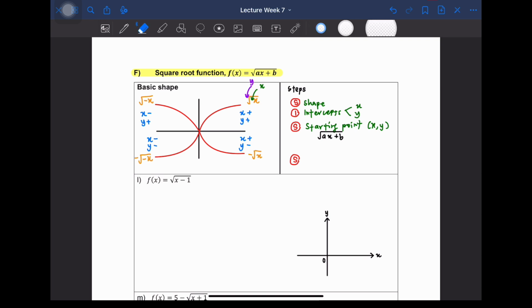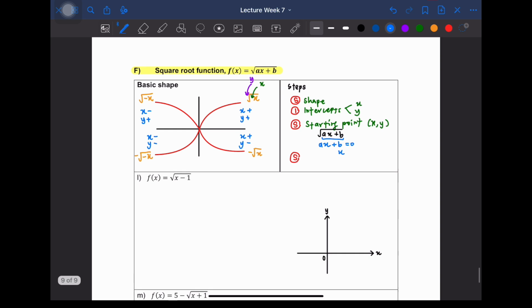Okay, so macam mana nak cari X? X adalah awak akan dapat dia daripada square root yang bahagian dalam ni. This one. So, kita ambil je ax plus b. Kita buat dia equal to 0. And then kita akan dapat x equal to apa?